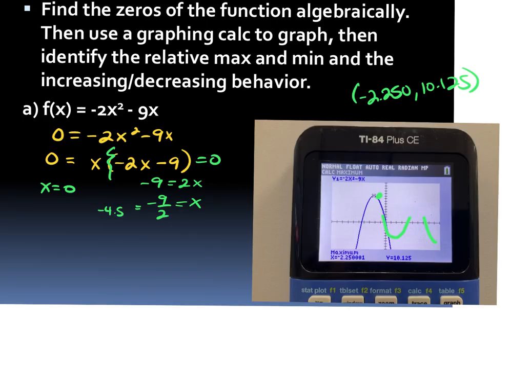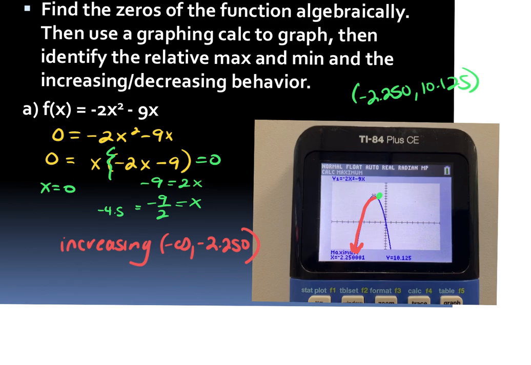So then I want to find my increasing and decreasing behavior. My arrow points to the left here and it comes up to the max. So it is increasing from negative infinity to the x value on the max, which is negative 2.250. I don't need the 0, but it's there.